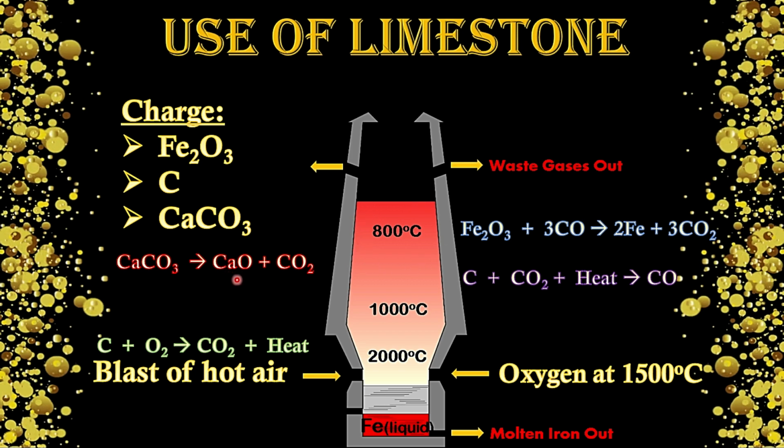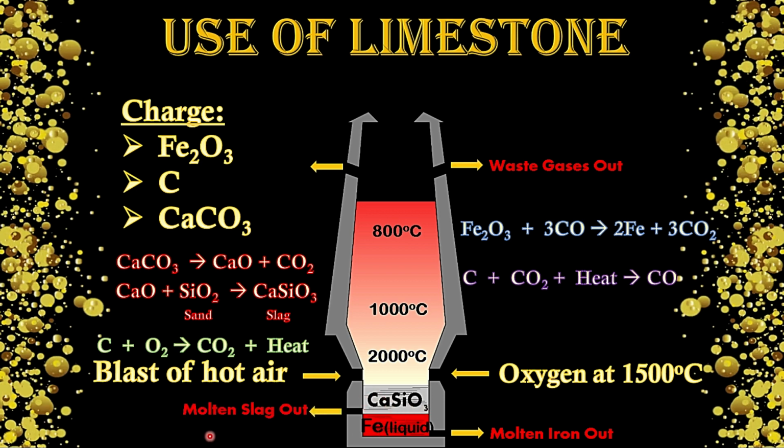Now this calcium oxide will react with the sand impurity and convert into slag, calcium silicate. This calcium silicate is also formed in liquid state, so it will flow down to the bottom of the furnace, but because its density is less than iron, it will make a layer above the iron and it can be taken out from here. It is known as slag.